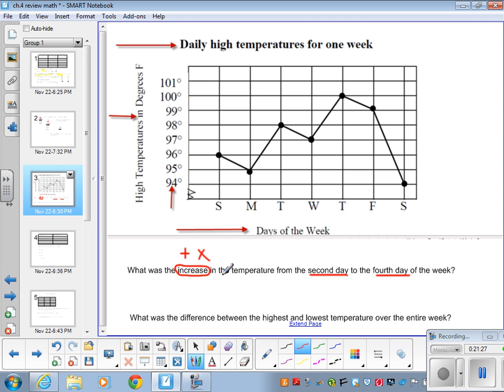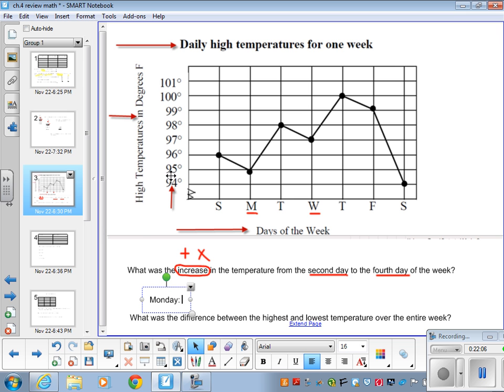So we know with this question, it's asking us to use adding or multiplying. They want the temperature, the increase in the temperature from the second day to the fourth day. Second day. Sunday is the first day of the week. Monday is the second day of the week. Tuesday is the third day of the week. And Wednesday is the fourth day of the week. I have to write down the temperature for Monday. What was the temperature for Monday? Put your finger on M, go up to the dot, and go over to the left. What temperature was on Monday? If you said 95, you're correct.